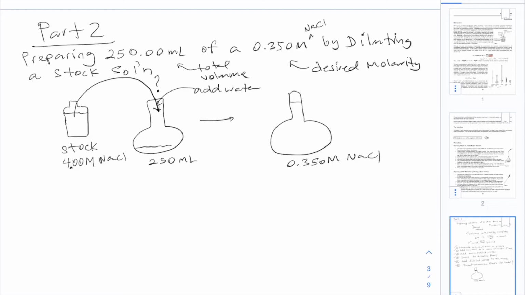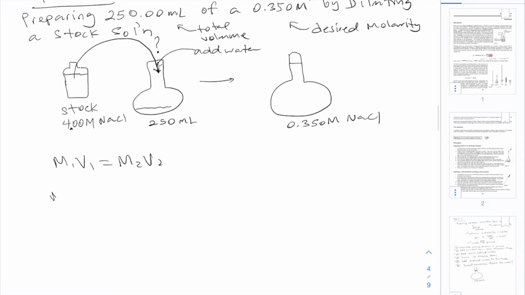Now, in order to determine how much of the stock we need to remove, we need to use this equation here. M1 is our initial molarity, or our concentrated molarity, so this is our initial molarity. V1 is our initial volume.